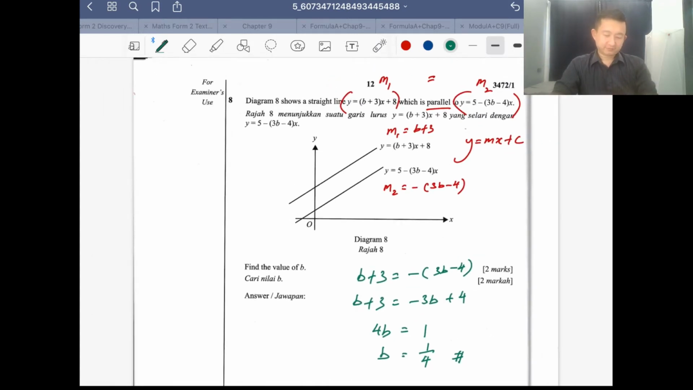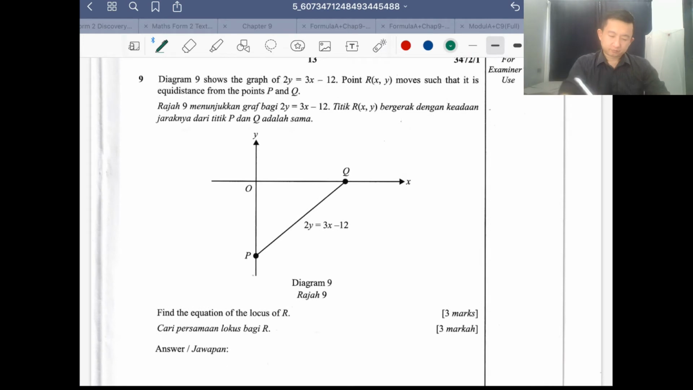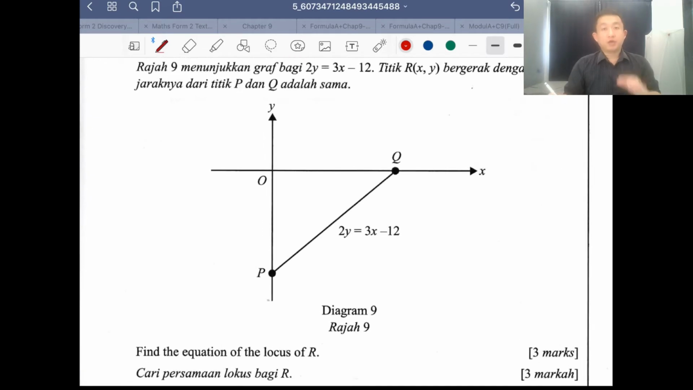Alright. Question 9. The diagram shows a graph, okay, you have another coordinate, a locus R. The condition is always equal distance from P and Q. If you want a coordinate that's always equal distance from P and Q, one of the possible coordinates would be the midpoint of PQ. Do you agree? If I have the midpoint of PQ, I have the same distance for RP and RQ. Am I right? This could be the possible case.